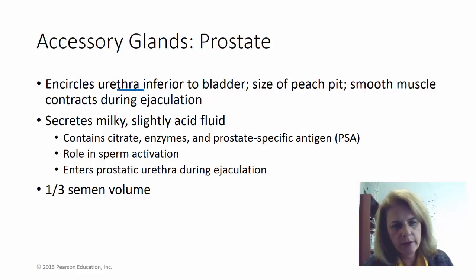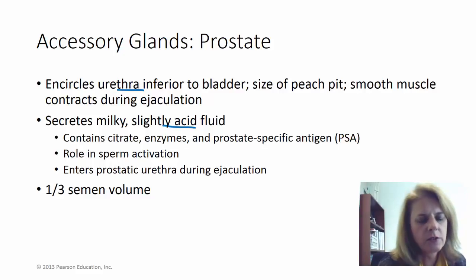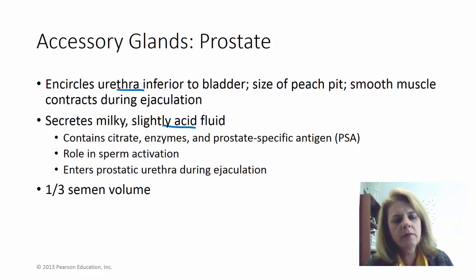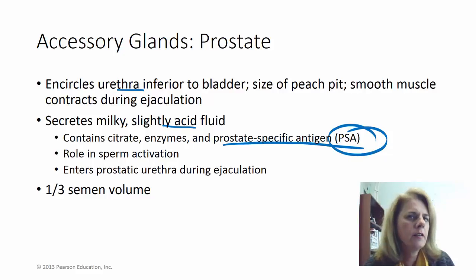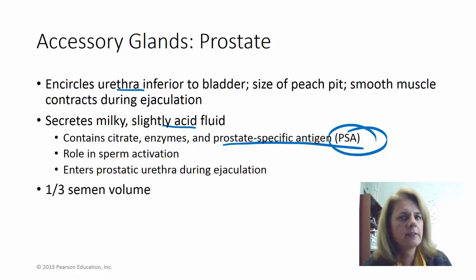It also secretes a fluid that's milky and slightly acidic, not so acidic as to neutralize the alkalinity of the seminal vesicles. It contains citrate, some enzymes, and PSA, prostate-specific antigen. This is what men get tested for prostate cancer. An enlarged prostate that's possibly undergoing cancer will produce more PSA, so elevated PSA levels can be an indication of prostate cancer. The fluid made by the prostate plays a role in sperm activation, and it enters the prostatic urethra during ejaculation.